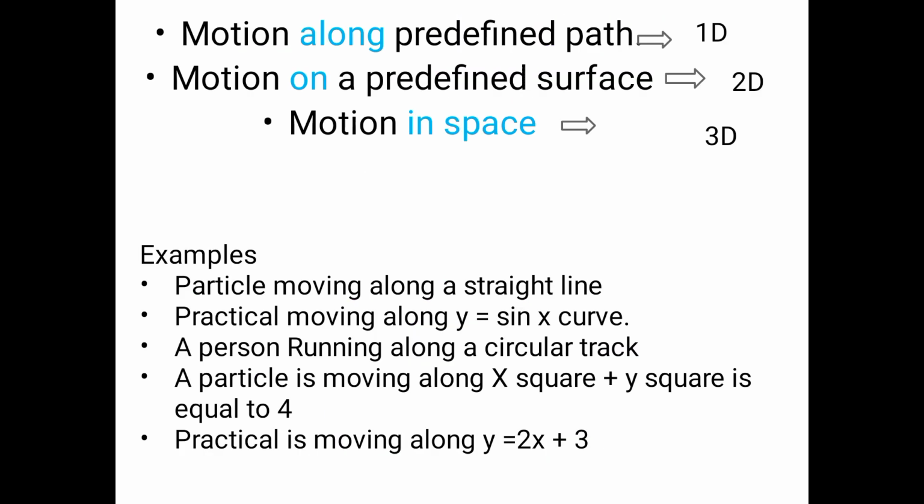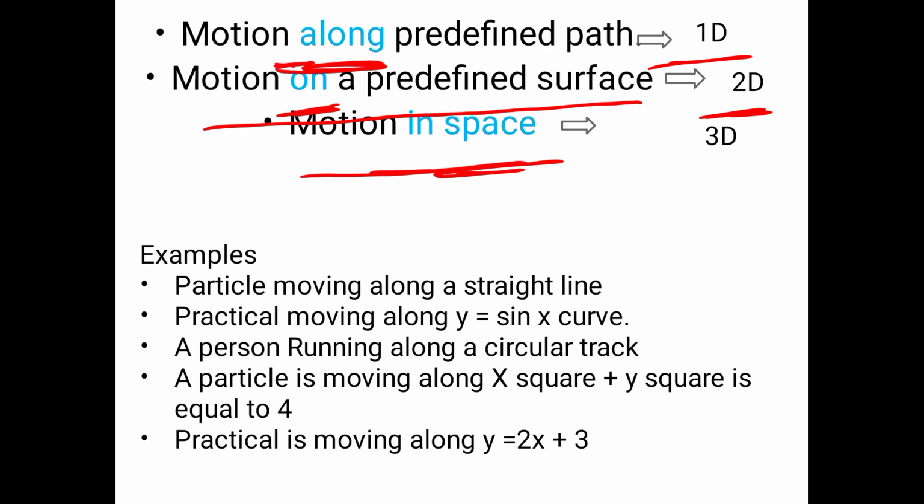Okay, let's see. Where it is described that motion along a predefined path, then the degree of freedom will be 1. When on is used in the sentence, then it is obviously 2 degrees of freedom. Then motion in space means 3D. Okay, let's take some examples.